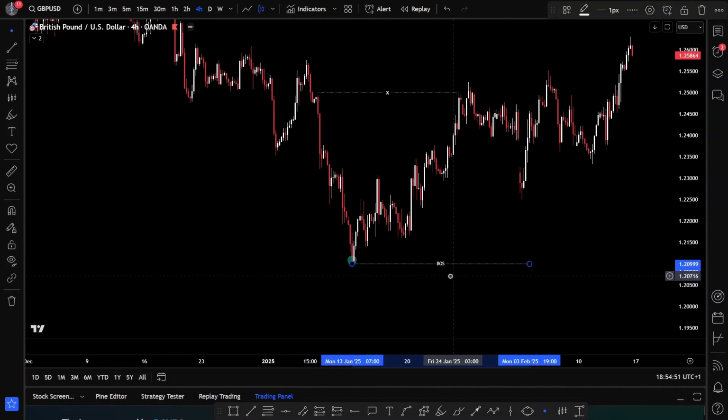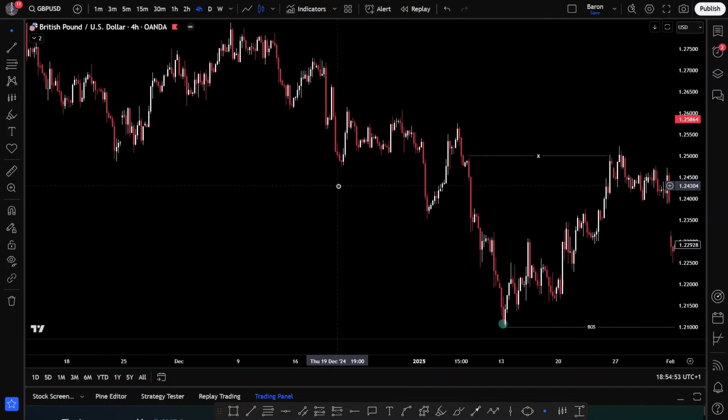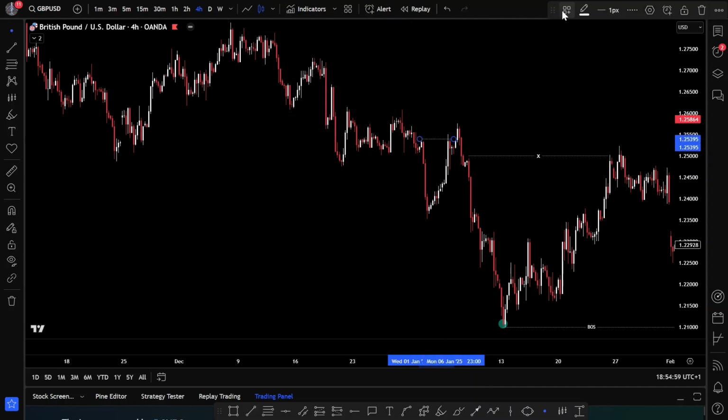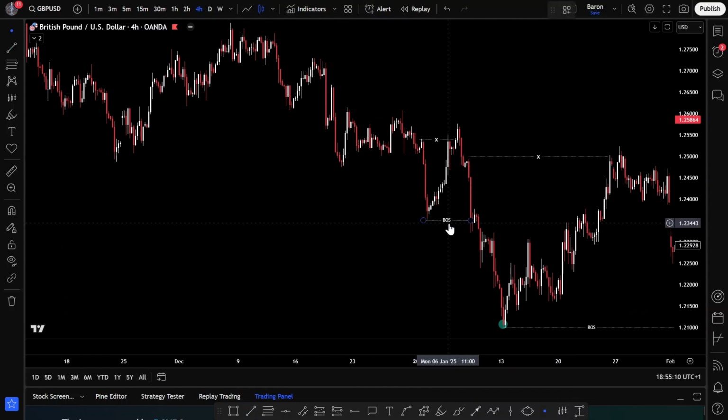This one here is not yet a valid break of structure, so we need to identify the previous break of structures. And as you can see here, we have another inducement here which was taken by this pullback. So this point down here is also a break of structure. So we have our first valid break of structure here.